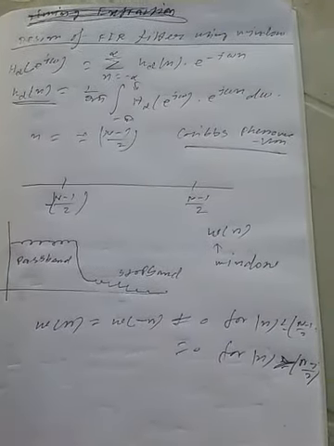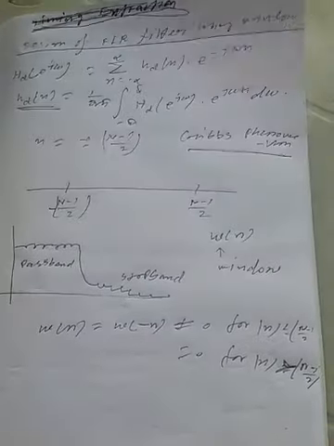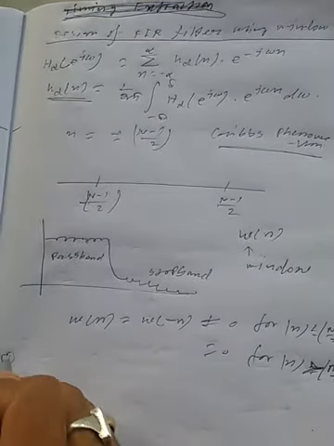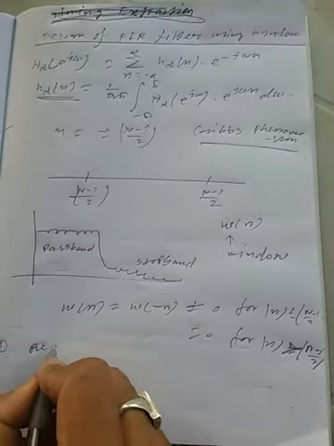Now there are several finite duration windows. Among them, number 1 is the rectangular window.